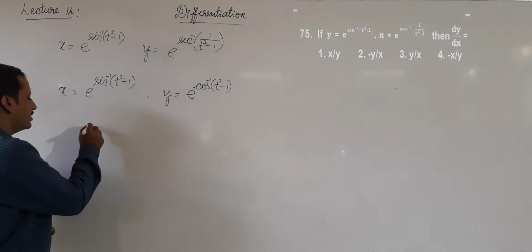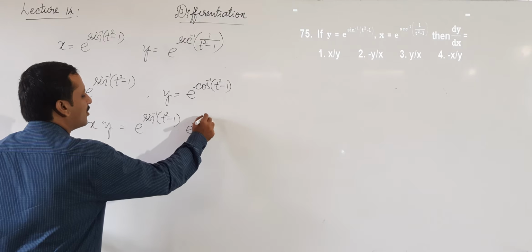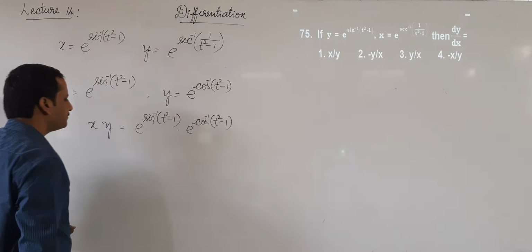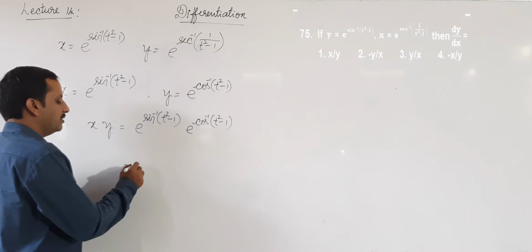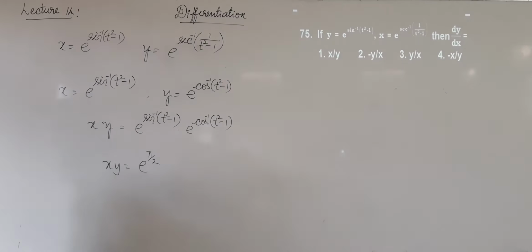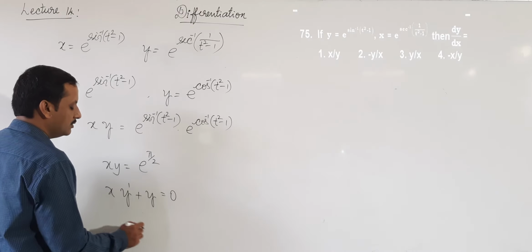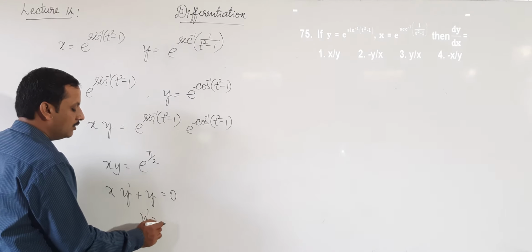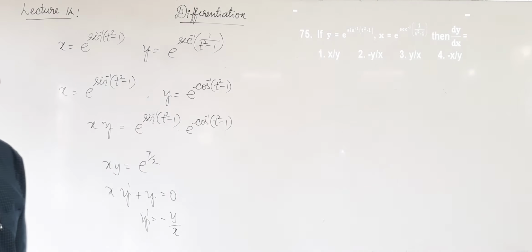So I'll multiply these two equations, x into y, that's equal to e power sine inverse of t square minus 1 into e power cos inverse of t square minus 1. You will get e power x into e power y is e power x plus y. This will be e power pi by 2. xy is equal to e power pi by 2. Now you differentiate it. x into y dash plus y is equal to 0. E power pi by 2 is a constant. So y dash is equal to minus y by x, which is the second option.